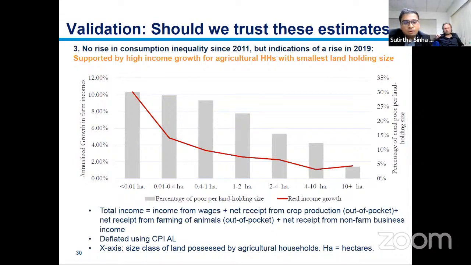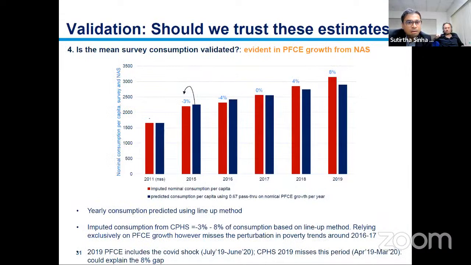If you look at the land holding size distribution on the x-axis, and you look at income growth for agricultural households, you'll see that agricultural households that have smaller land parcels have experienced a faster income growth than those on the right-hand side of the land parcel distribution. So this would again suggest growth on the left-hand side relative to the right-hand side.